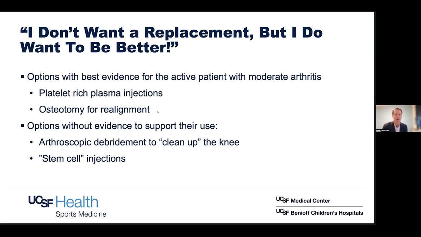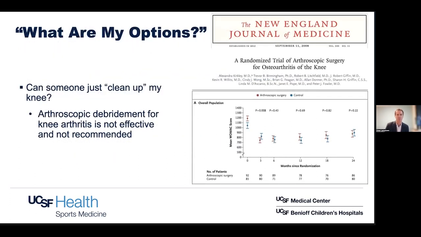So we'll talk a bit on the next couple slides, but probably the best options for the active patient for moderate arthritis, one would be a platelet-rich plasma injection, and then can always consider an osteotomy for realignment. And then the options without evidence to support their use: an arthroscopic debridement to just clean up the knee, and stem cell injections. We're still not there yet, and would try to counsel your patients against spending large amounts of money on something that probably is not going to move the needle for them.